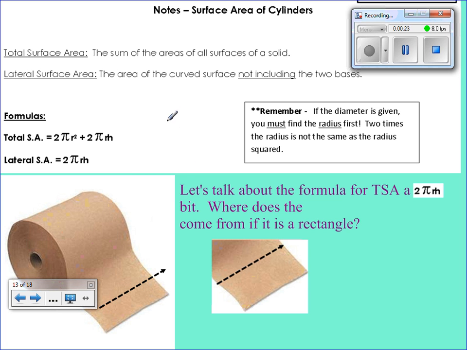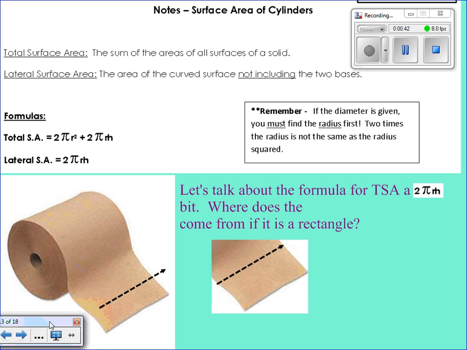actual circle bases themselves. Now, for formulas for the surface area of cylinders, your total surface area is 2 times pi r squared plus 2 pi r h. Okay? Lateral surface area is 2 pi r h. Let's talk about these two formulas and why we have them.